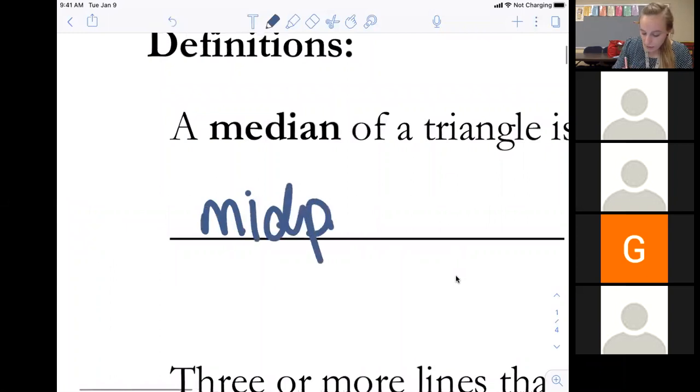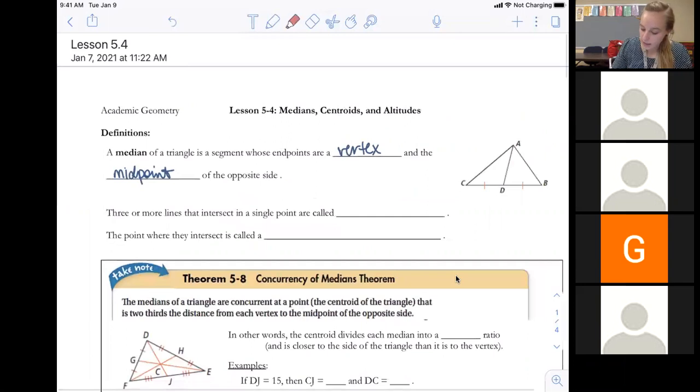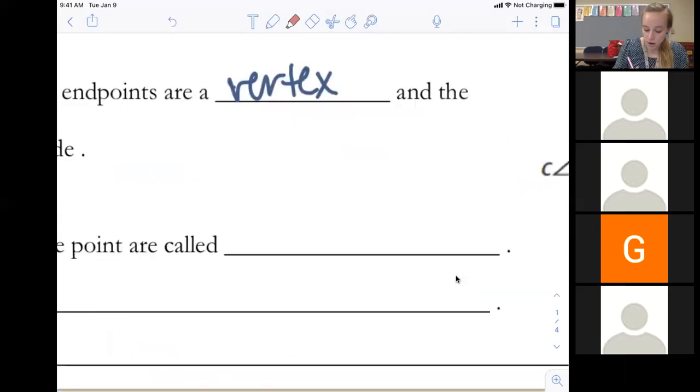And I actually gave you an example right there next to us. So A is the vertex, D is the midpoint. Together they make a median. Now this is a new word that you haven't heard though. This was on your homework and this is the one thing I told you to cross off. Three or more lines that intersect at one single point are called concurrent.